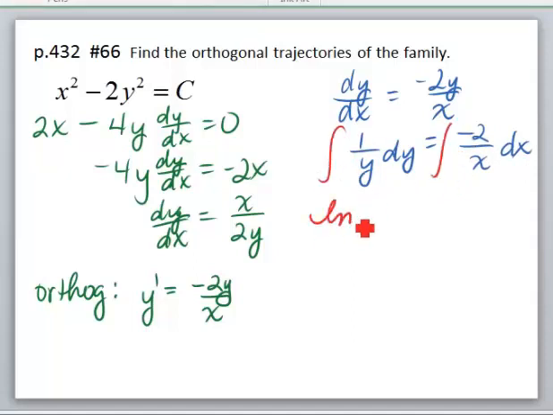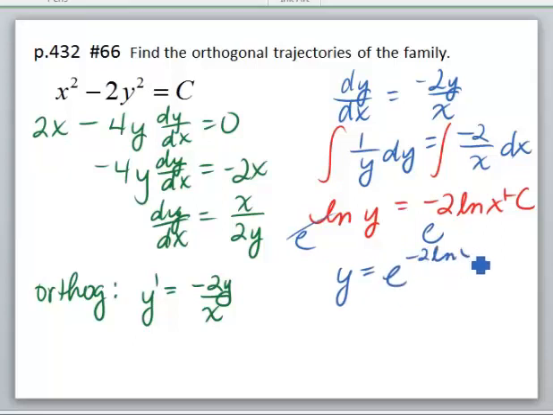This gives me the ln of y equals negative 2 ln of x plus c. I can e both sides at this point. That gives me that y is equal to e to the negative 2 ln x plus c. On the next video, I'll show you how to simplify that just a little bit further.